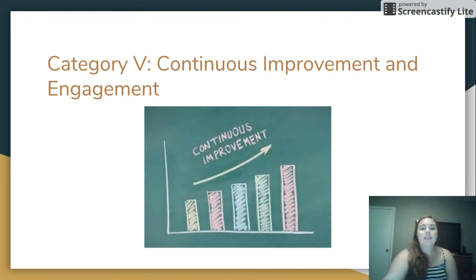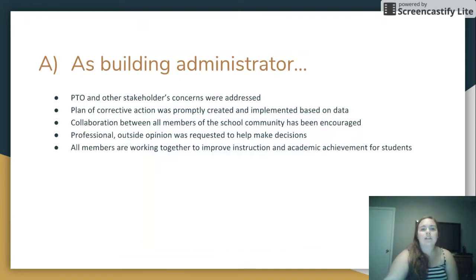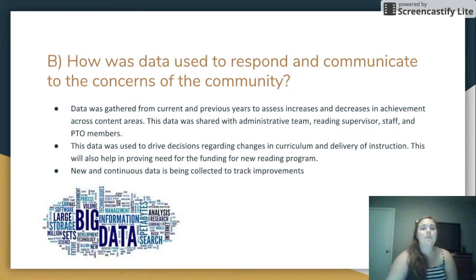Continuous improvement and engagement. As the building administrators, the PTO and other stakeholders' concerns were addressed. A plan of corrective action was promptly created and implemented based on the data that we had. Collaboration between all members of the school community has been encouraged and fostered. Professional outside opinion was requested to help make decisions. That was through the reading supervisor for the district. And all of the members are working together to improve the instruction and academic achievement for our students.